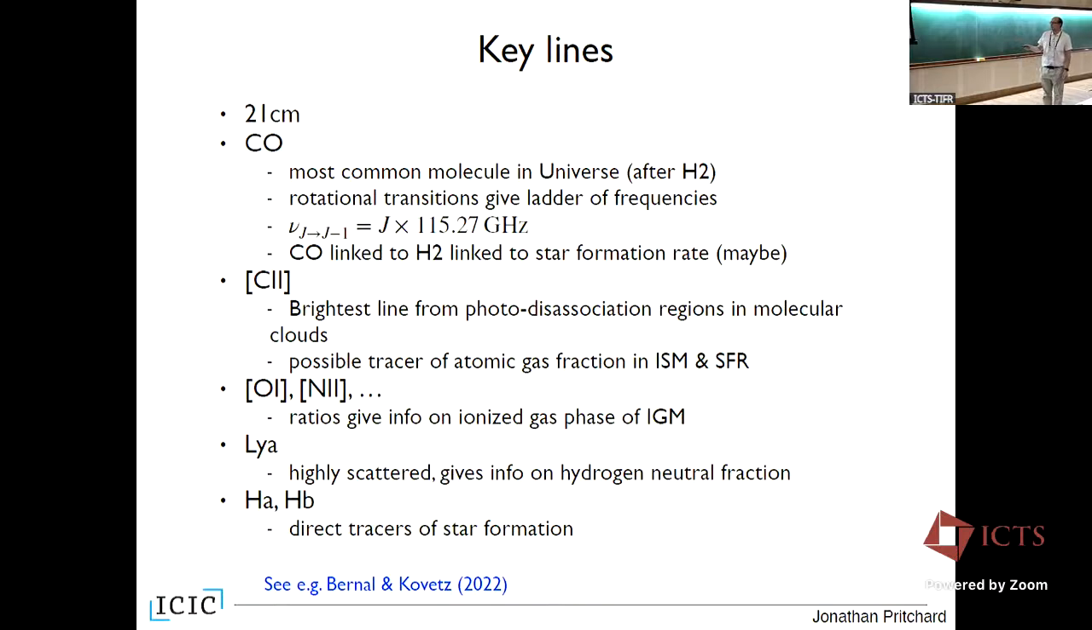Things like carbon-2 probe photodissociation regions in the molecular clouds, but it's also probably a good tracer of the amount of atomic gas in galaxies and the star formation rate. And there are other lines that you could use to probe the interstellar medium and what's going on there, things like H-alpha and H-beta, which are recombination lines of hydrogen, which will tell you very directly about star formation. Lots of different possibilities with different science cases associated with them.